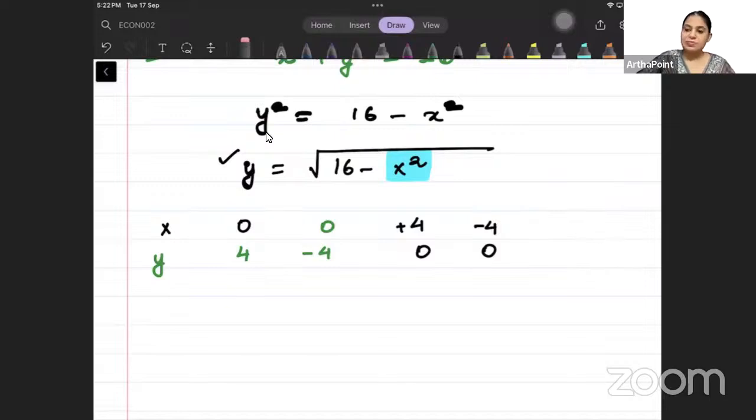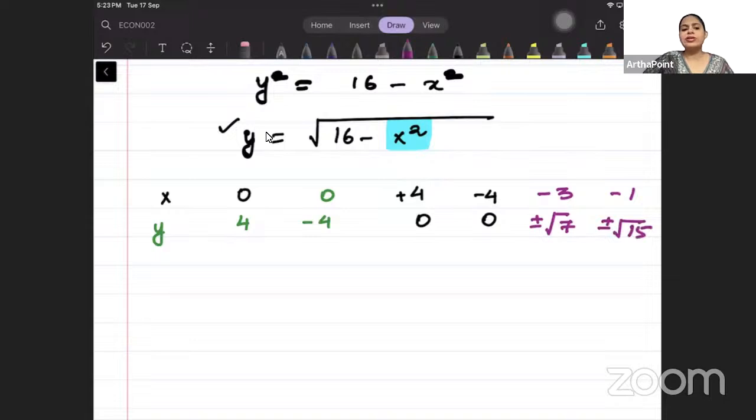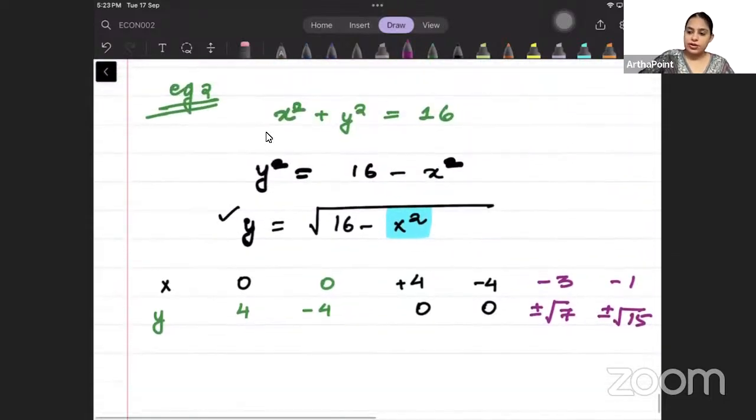You can take some more points also and give it a try beta. आप कुछ और points भी ले सकते हो. Like you can take the point where x is -3. You will get y as plus minus root 7. X as -1. You will get y as plus minus root 15. कुछ और points भी ले सकते हो if required. Otherwise, it is not required.